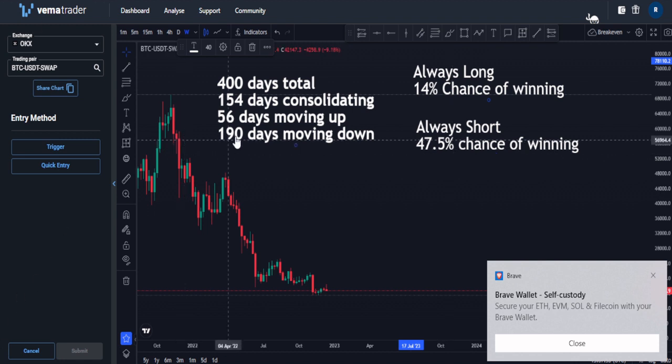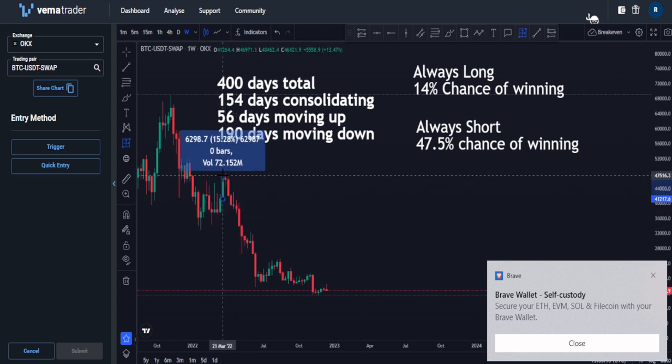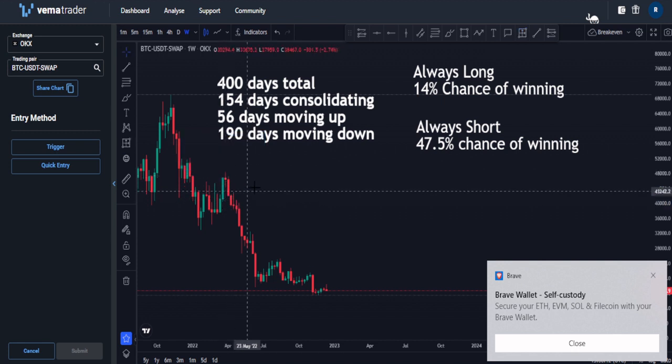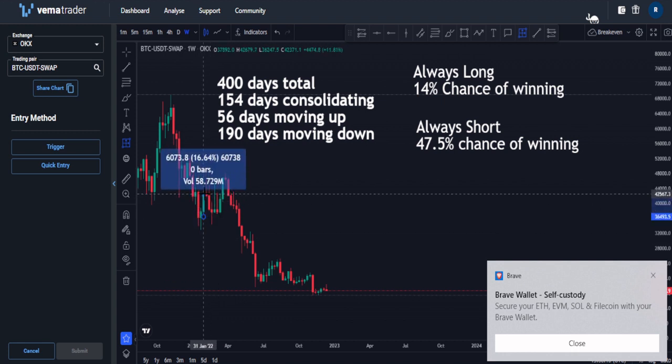The other cool thing is if you take a look at the size of the moves down compared to the size of the moves up, it really sort of doubles down on this. So if we look at the biggest move up, it's probably this candle here, which was 15%, let's call it 16%, give it the benefit of the doubt, right? And there was really only two bullish candles that were anywhere near that.